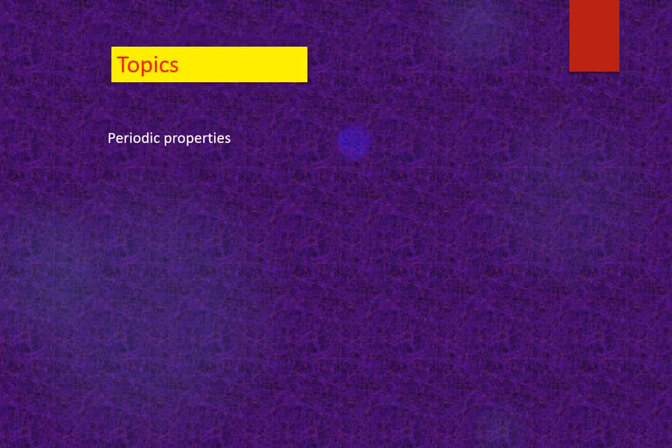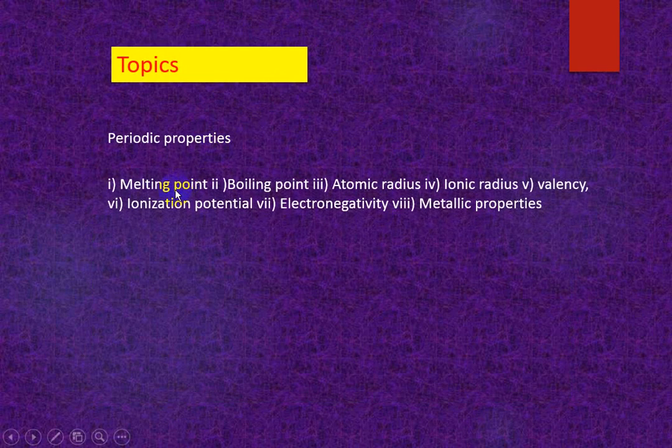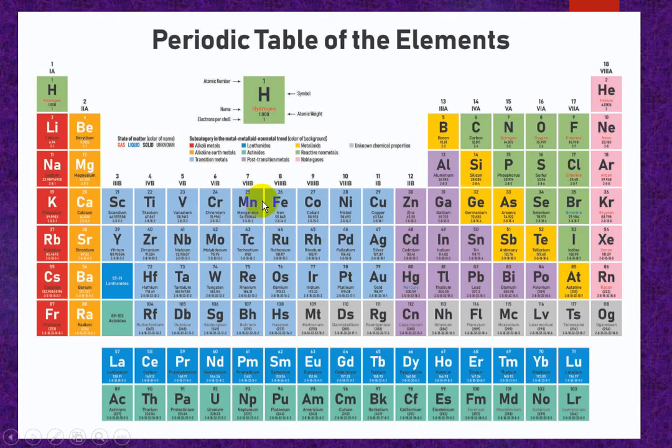Today's topic is periodic properties. We'll learn melting point, boiling point, atomic radius, ionic radius, valency, ionization potential, electronegativity, and metallic properties. At first look, this is the periodic table.